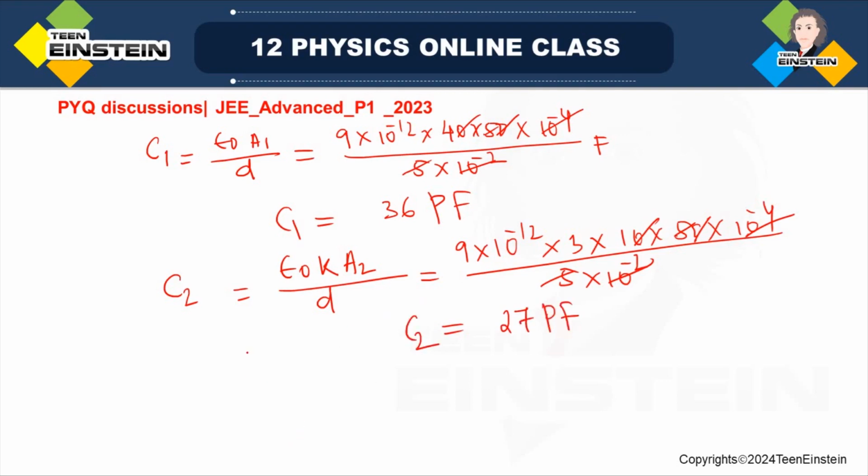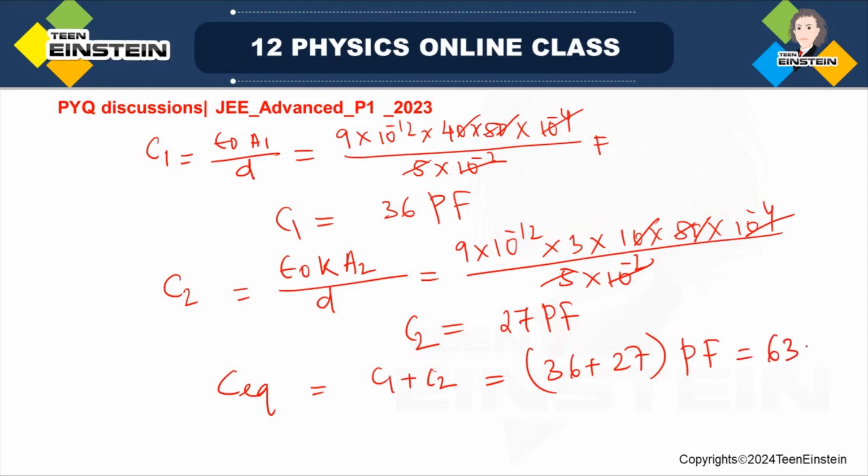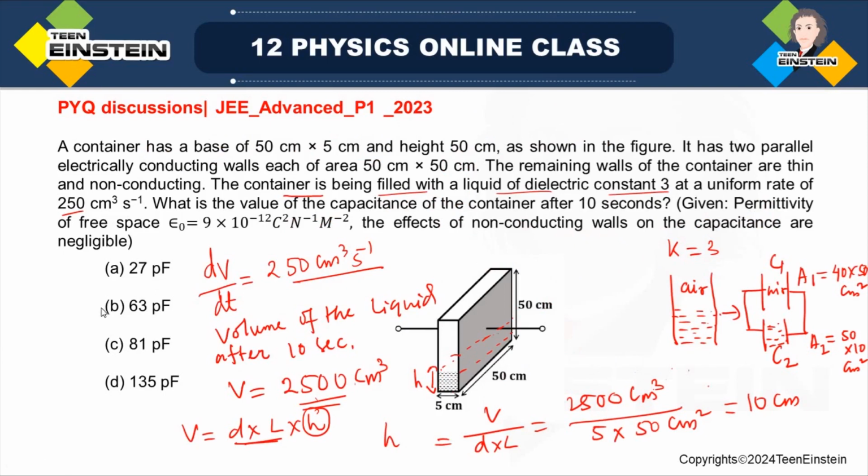Since these are in parallel combination, the equivalent capacitance will be C1 plus C2. That is 36 plus 27 picofarad, and in total you get 63 picofarad capacitance for the container. There are options here, and you can see the second option will be the correct answer for this question.